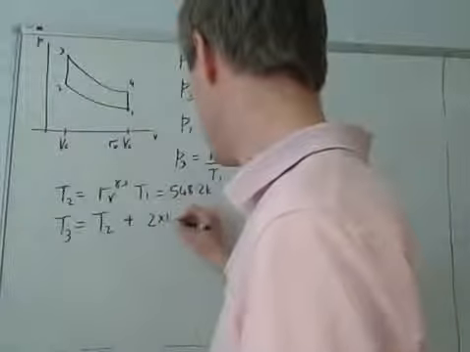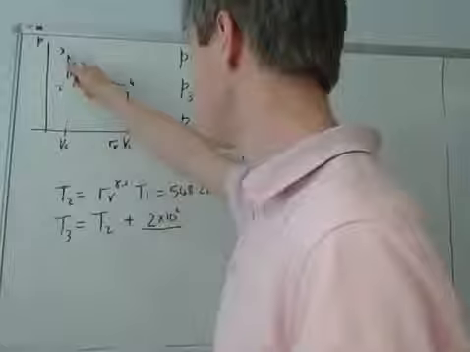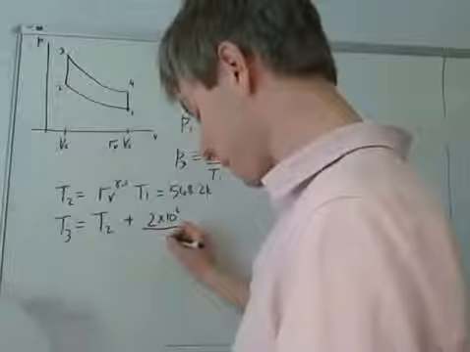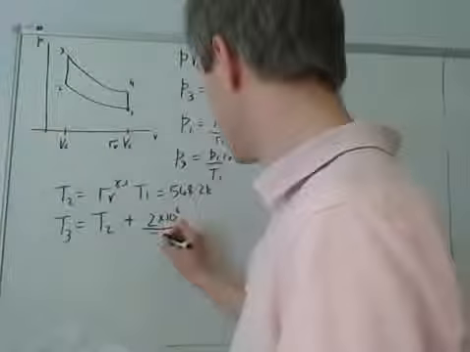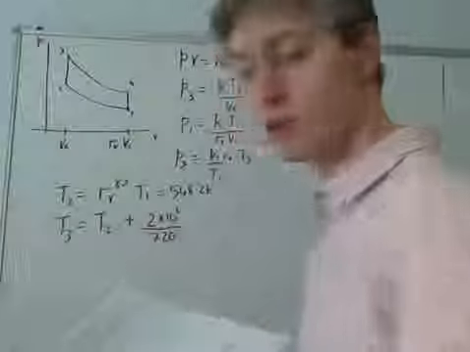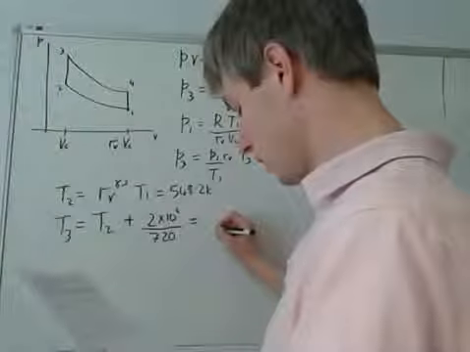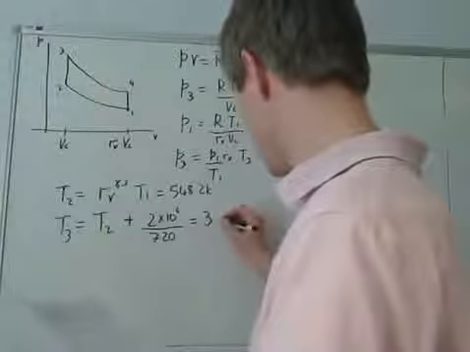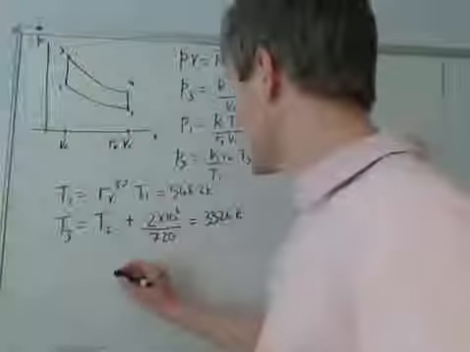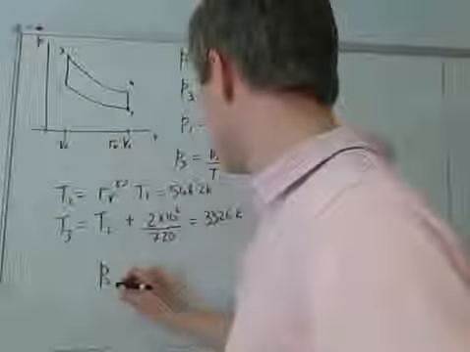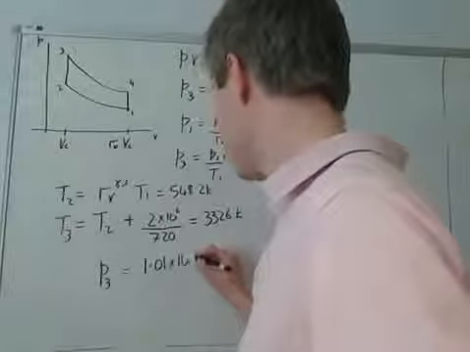So we have 2 times 10 to the 6 joules per kilogram. If we divide that by the specific heat for a constant volume process, this is CV. And for air, the value of CV, if you've just solved the previous question, you'll know this, is 720 joules per kilogram per Kelvin. And this will give us a value for T3 of 3,026 Kelvin.